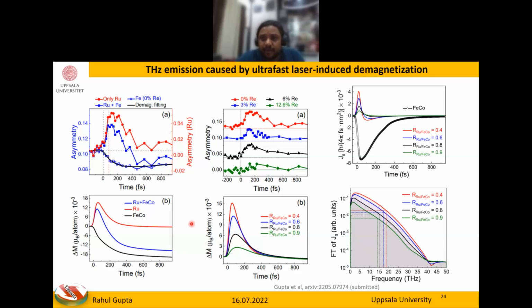Then we calculated the generation of spin current in the layer, and for iron cobalt, one would get a usual behavior. However, for different scattering centers or different reflection coefficient, we would get a different type of peak, which is a kind of terahertz peak. And when we do the fast Fourier transform, we get a frequency bandwidth which was around 40 terahertz. As we increase the rhenium doping or the reflection coefficient, we get less bandwidth.